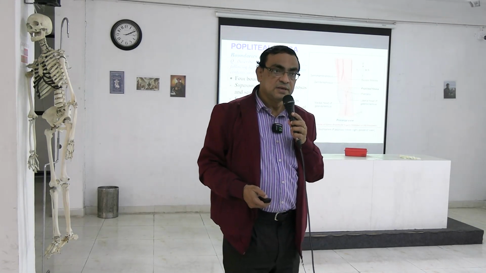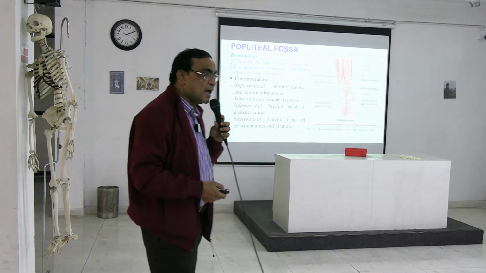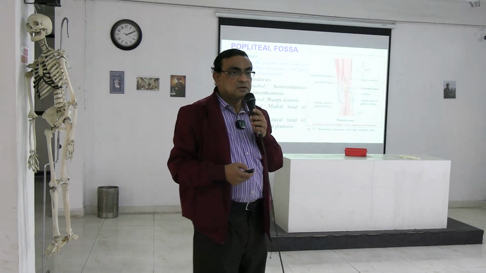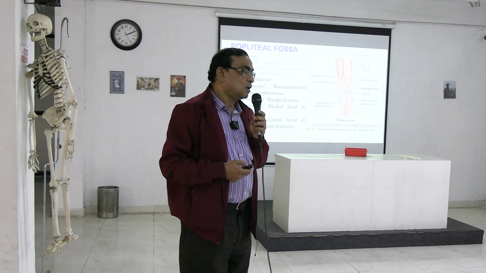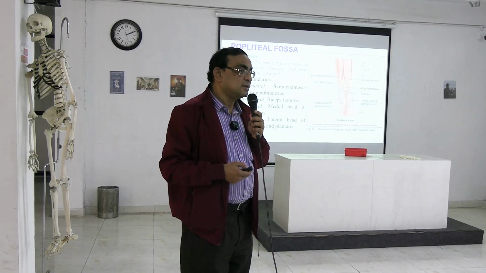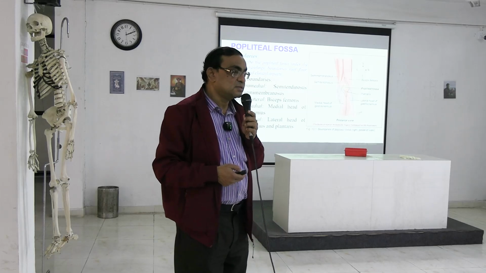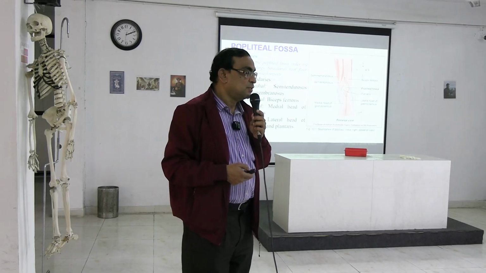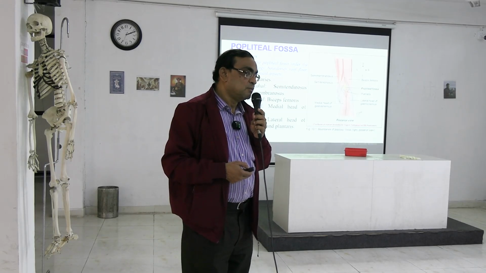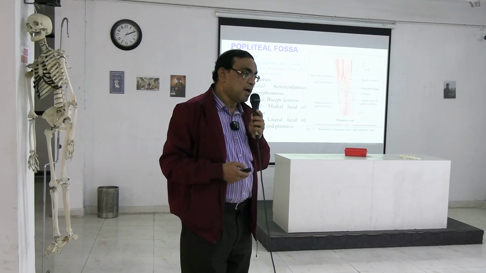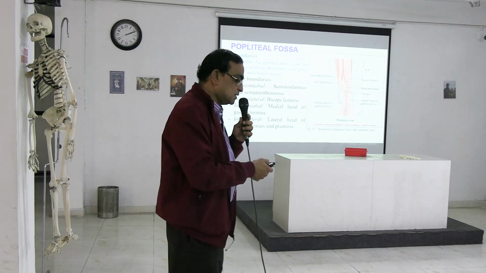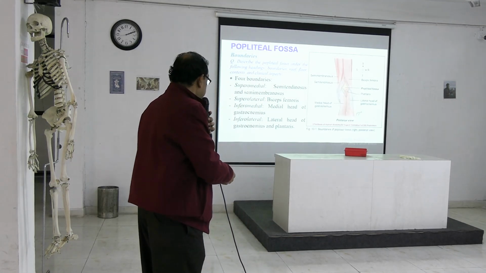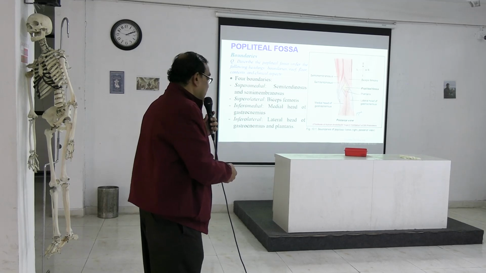Semimembranosus and semitendinosus. And below you can see there is one muscle which has got two tendons of origin, that is the gastrocnemius muscle, which forms the muscle bulk of the calf. Okay, so that is the gastrocnemius muscle below, which has got medial and lateral heads.